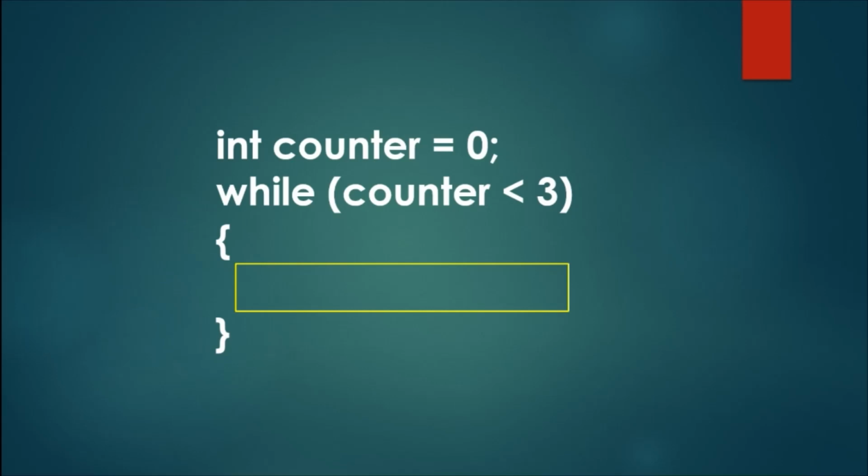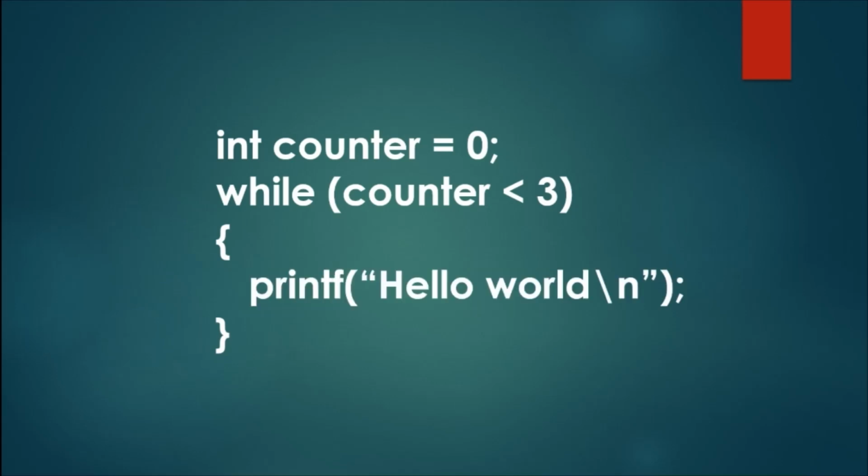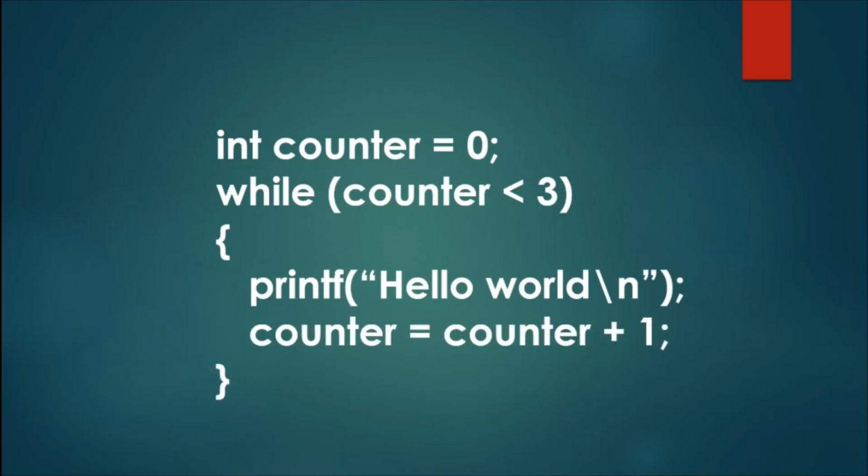And what did we want to do? Well, each time we looped, let's just print out hello world, for example. And we're not quite done yet. Inside these curly braces, we also have to increase our counter variable. And to do this, it might look a little strange, but we can say counter plus 1 and assign that value back to the counter variable.